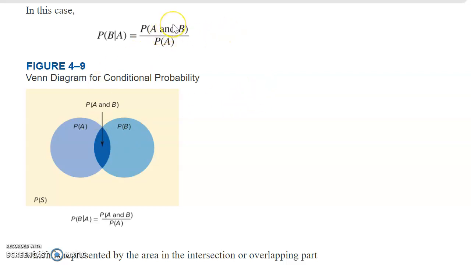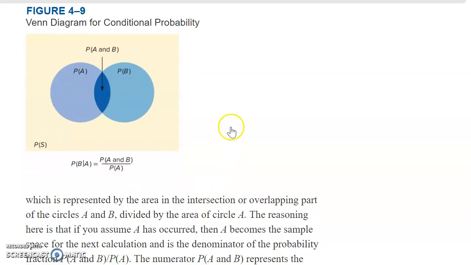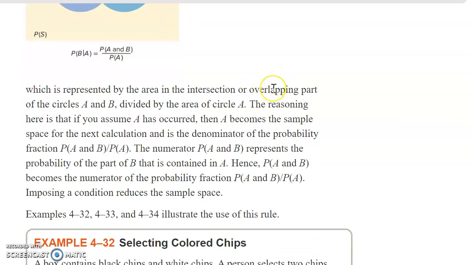So the number of outcomes in some set on top, and on the bottom is the number of outcomes in the sample space. Okay, so if we're talking about the number of outcomes of A and B, that's right here, A and B. In the denominator, what's the total number of outcomes? Well, what's our new sample space? A has already occurred. So A is our new sample space. So instead of a big sample space, now we have a small sample space. A has already occurred. So that's what he's saying here.